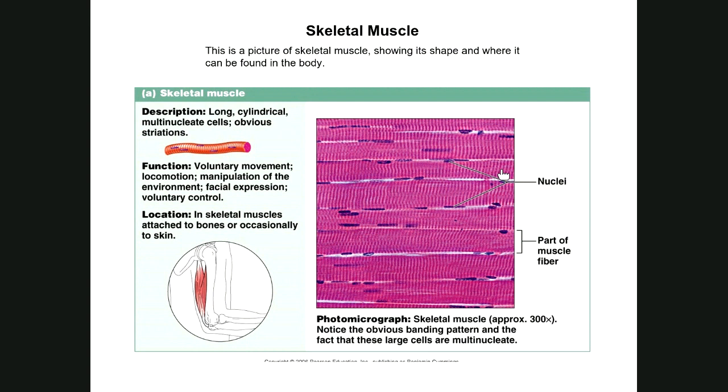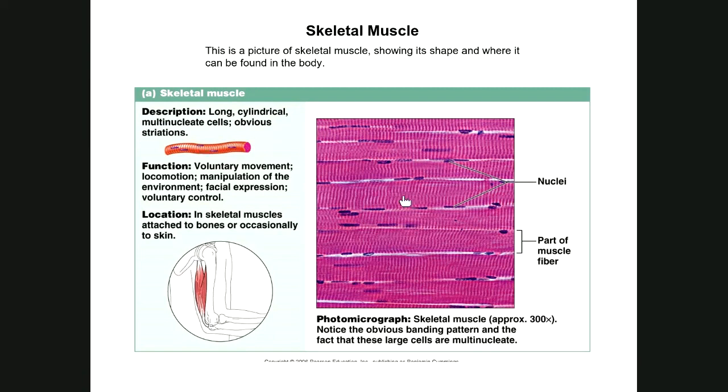Now these are long, cylindrically shaped, and you can see one drawn out here. They are multinucleate, which means they have more than one nucleus. And the nuclei are pushed to the outside of the cell. So the nuclei are not in the middle. They're all pushed against the outside of the membrane here. You can see them riding on the outside here. So this is voluntary muscle. It's called skeletal muscle. Long, cylindrically shaped cells, striated, multinucleate, and the nuclei are pushed to the outside.